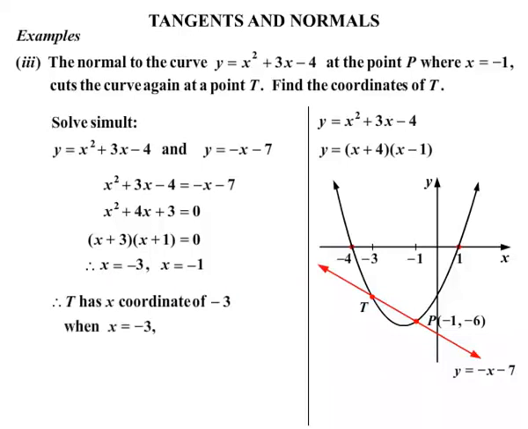So when x equals minus 3, let's substitute. It doesn't matter which equation you choose, okay, because we're solving simultaneously. Which one would be easier? Probably the second one. So substituting, we get y equals minus 4. So there we have it. T therefore has coordinates of minus 3, minus 4. Terrific.